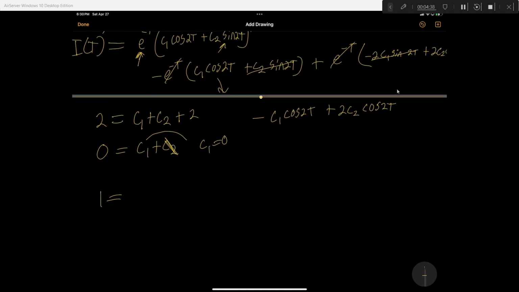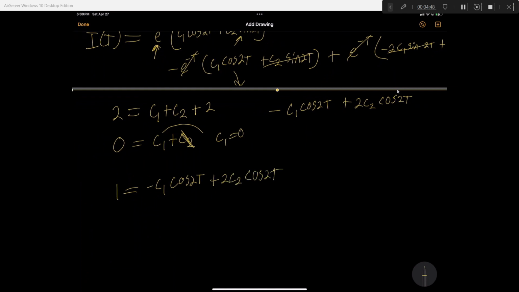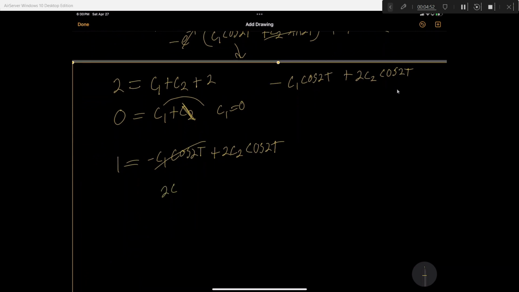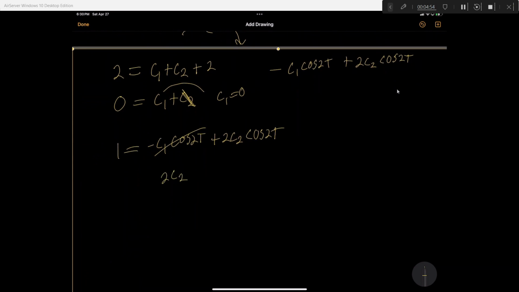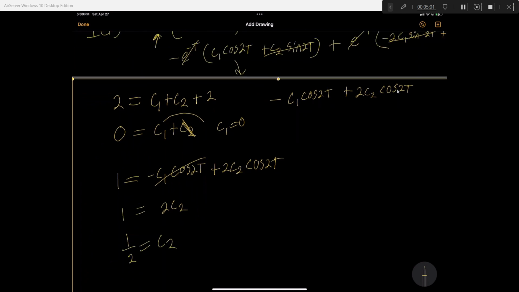And for the second equation, we know negative c1 cosine of 2t plus 2c2 cosine of 2t. We know c1 is 0, so this is going to disappear. So we have 2c2, right? Cosine of 0 is 1, is equal to 1. So 1/2 is equal to C2.